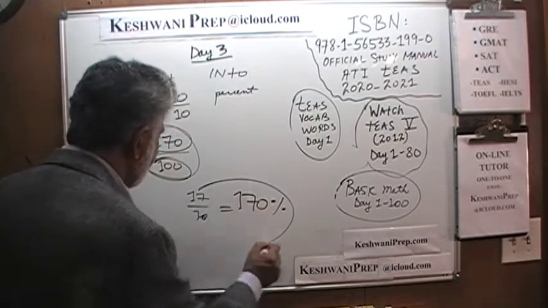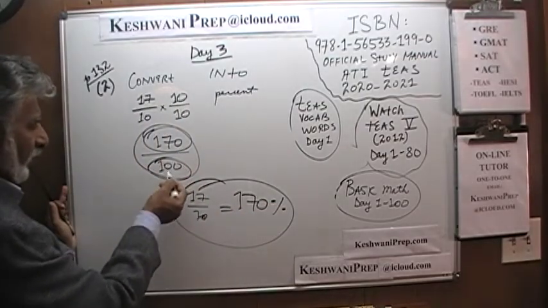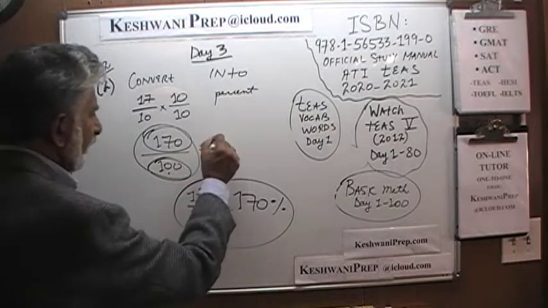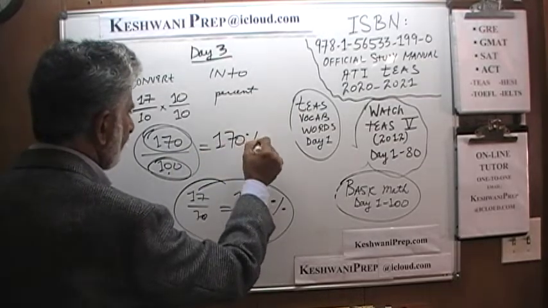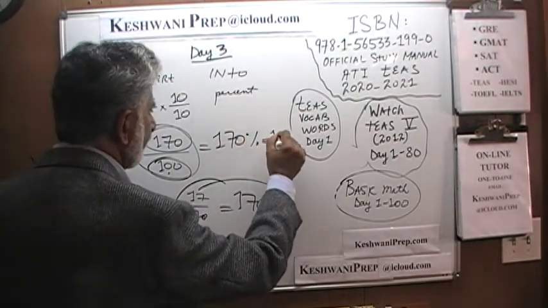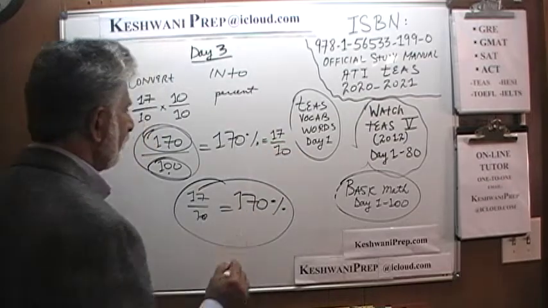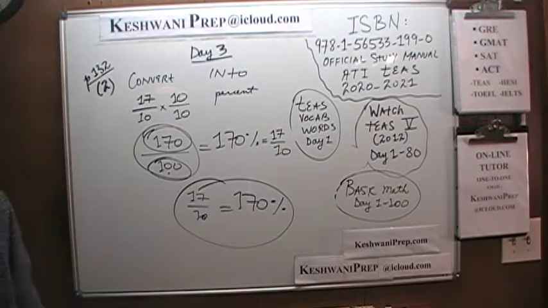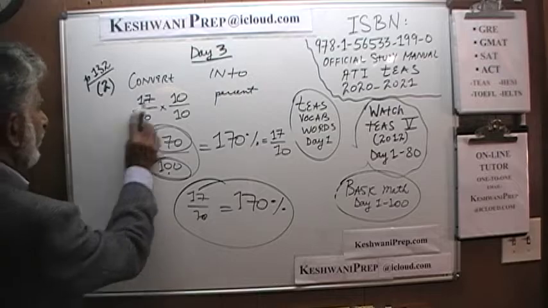It is equal to 170%, because that's 170 over 100, which is 170%, which is the same as 17 over 10. Well, that was problem number two. Let's look at number three.